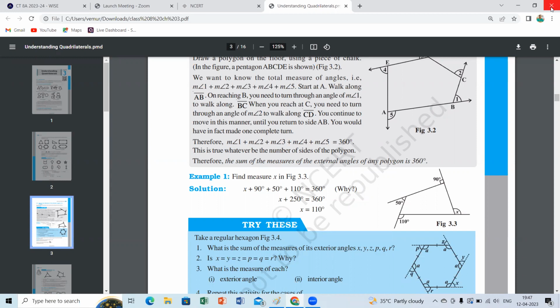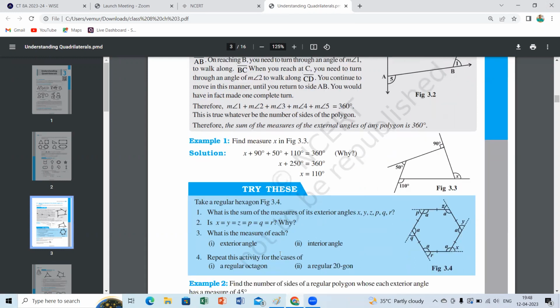Using this property, can we say the sum of exterior angles in a polygon should be equal to 360? Based on that, x plus 90 plus 50 plus 110 is equal to 360. So you have to add up and equate, so that the x value you get is 110. Now, what is the sum of the measures of exterior angles here?